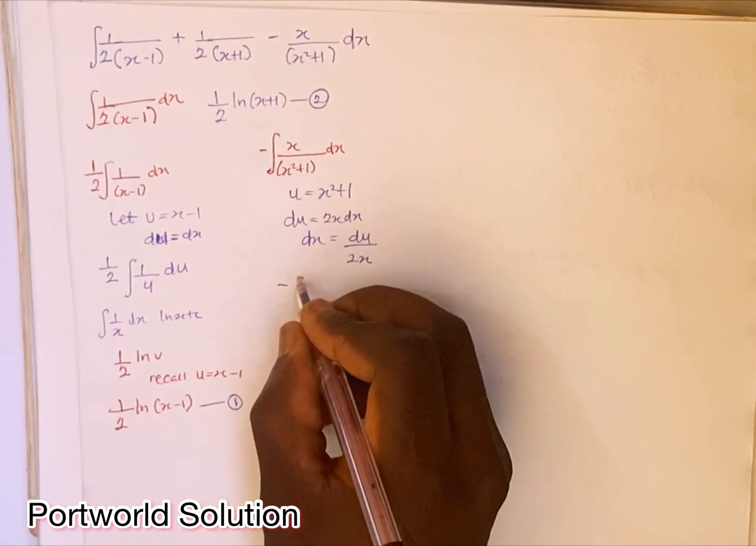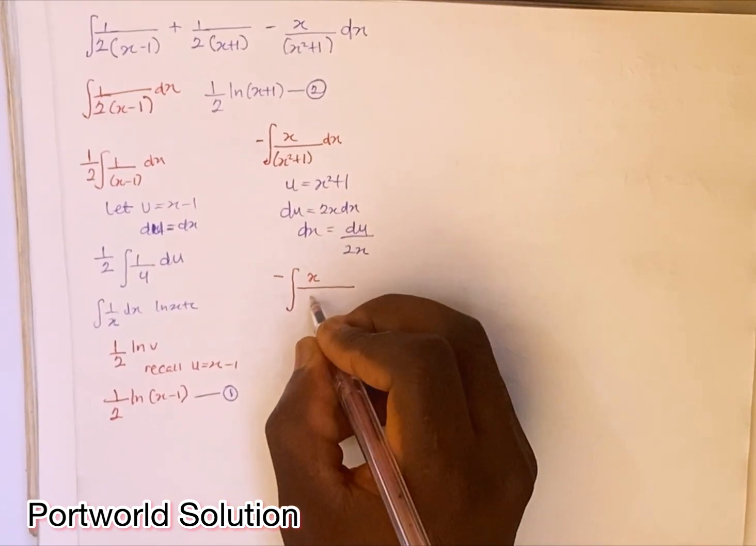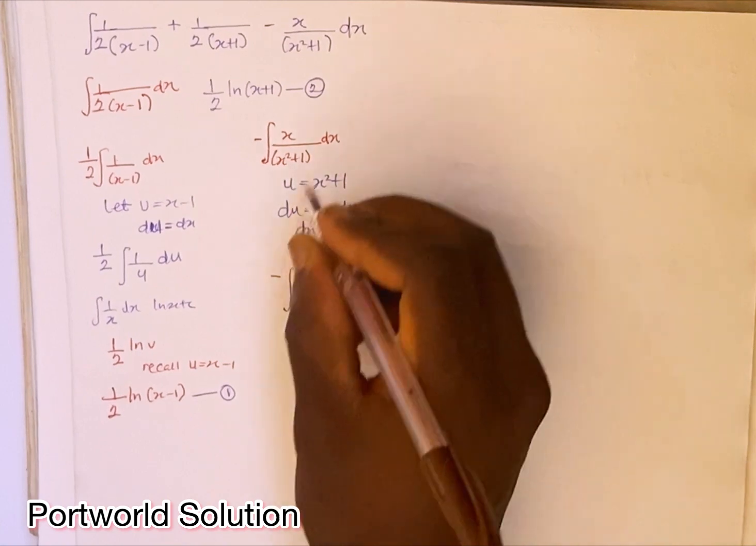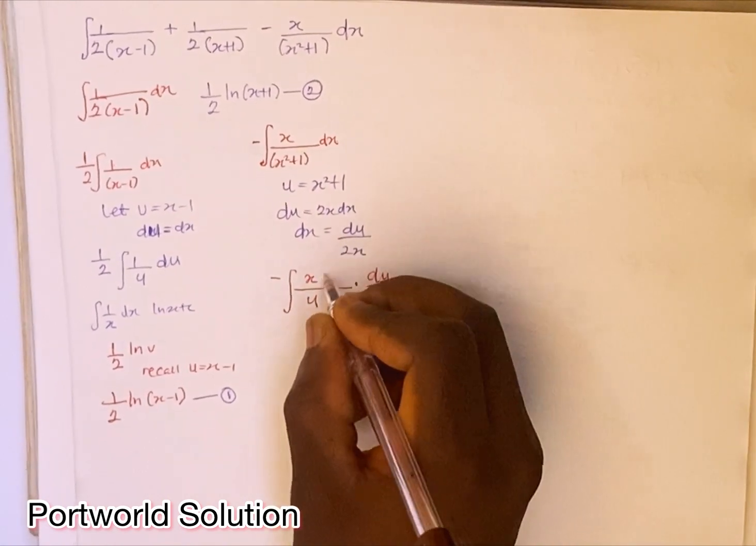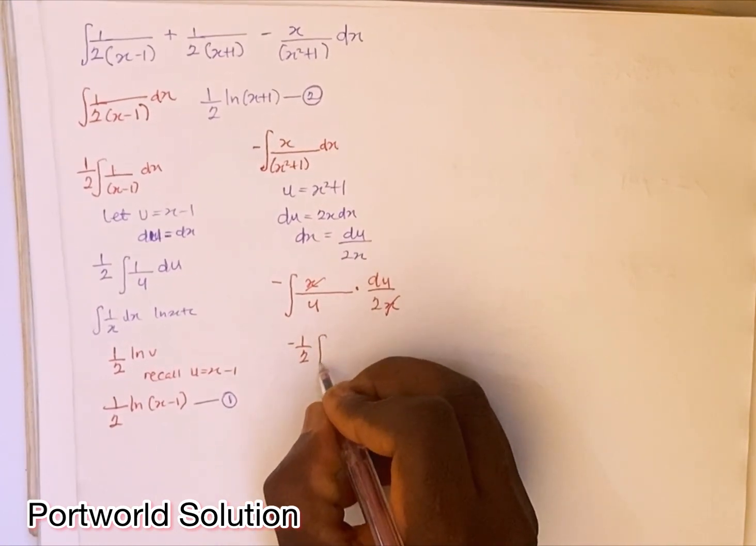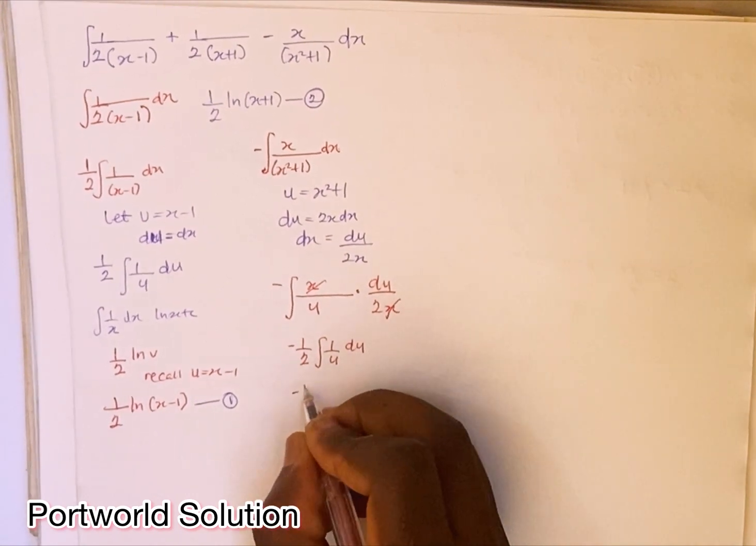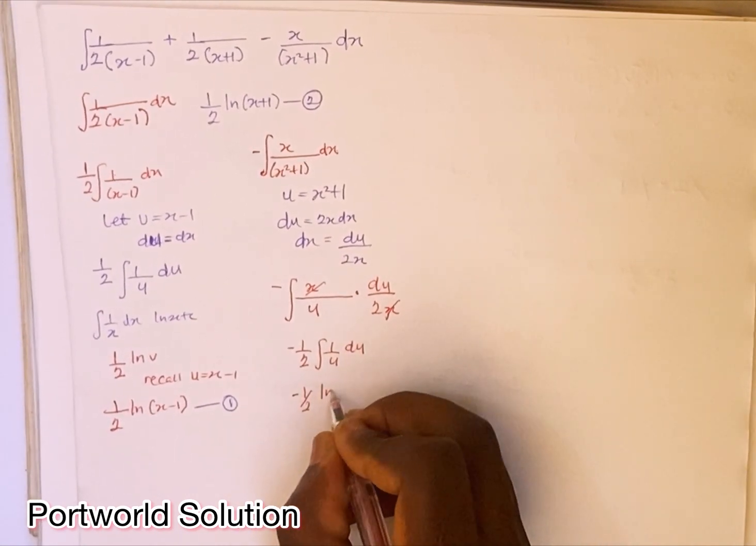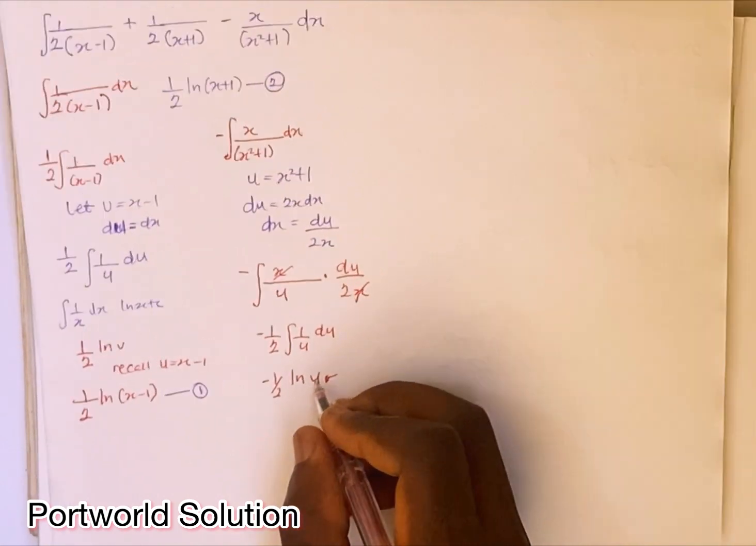Then go ahead and put it back. We're going to have minus integral of x divided by u, multiplied by my dx, which is du over 2x. This cancels this out. Then I'm going to factorize minus 1 over 2 integral of 1 over u du, right? Which is also minus 1 over 2 natural log of u. But if you look at this now, my u is something, right? So I'm going to record that my u is what?